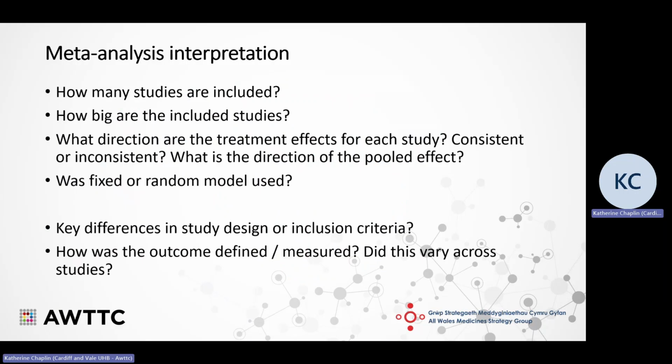So now we've been through the forest plot, what questions might we want to ask? How many studies were included in the meta-analysis? How big were the included studies? What direction were the treatment effects for each study? Were they consistent or inconsistent? What is the direction of the pooled effect? Was a fixed or random model used? If there was evidence of heterogeneity, were there key differences in study design or inclusion criteria? How was the outcome defined or measured, and did this vary across studies?